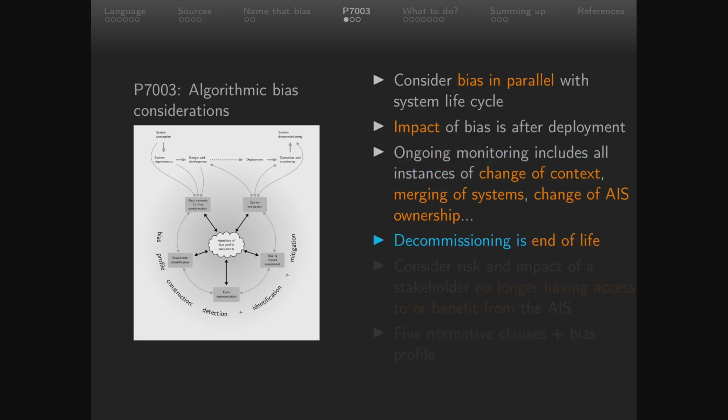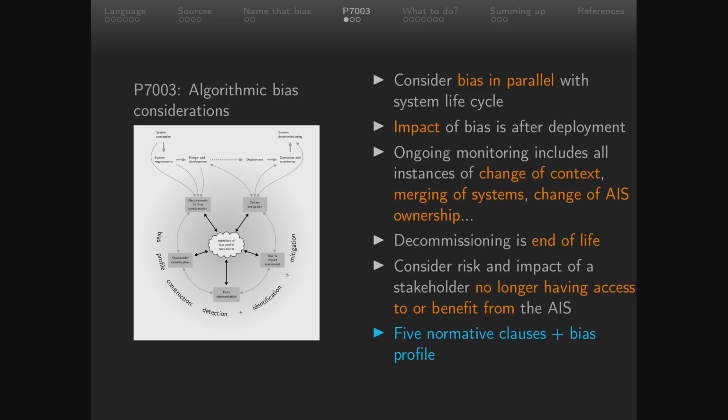It also identifies the notion of decommissioning, when we're putting a system beyond use, and considers the risk and impact of a stakeholder no longer having access to or benefit from the AI. Taking something away that somebody relies upon matters just as much as all of the other factors in the life cycle. So it comprises 5 normative clauses and this thing in the middle, which is called the bias profile. It's a repository; you could think of it as being maintained in a Git repo, which contains information about what happens in the five stages.